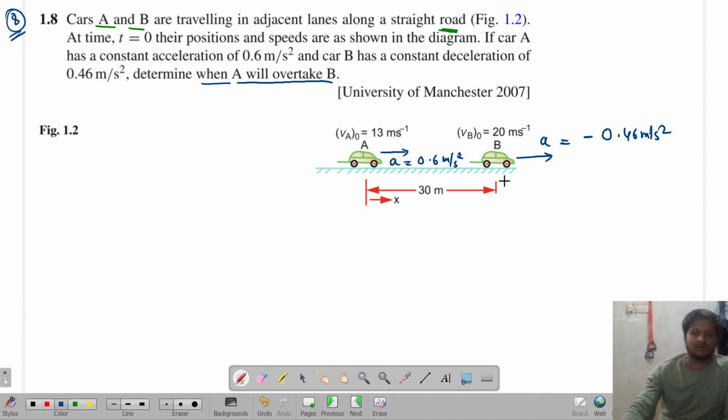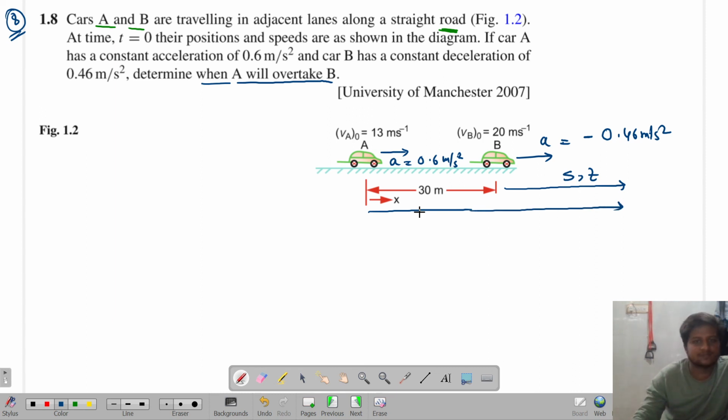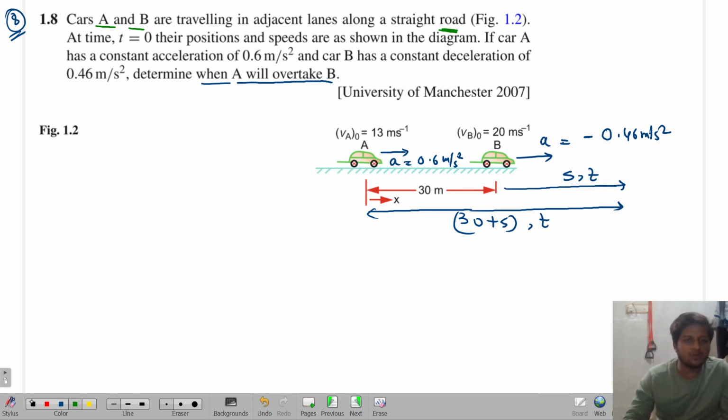Now try to see, if B travels some distance S in time t, A will have to travel 30 plus this distance S in time t, or not? Tell me yes or no. Then only the overtake will happen. Got this? So this is the way of thinking. This is how you should think.